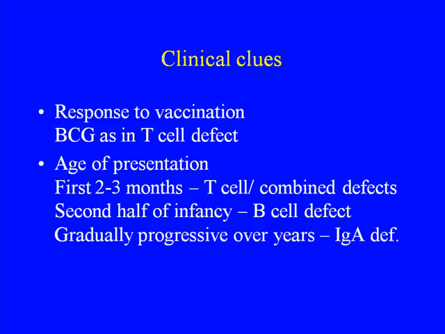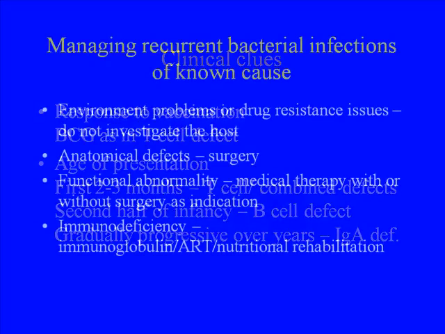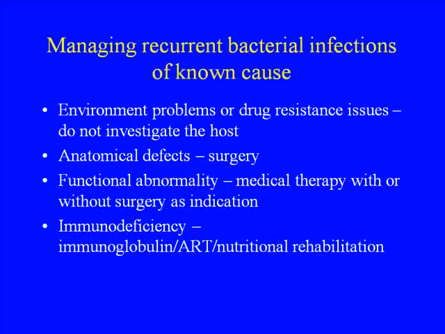By the time you are in the second decade, generally repeated respiratory infections can take a toll, with chronic respiratory failure. The question then is how you manage recurrent bacterial infections in an environment of drug resistance, etc. If you have an anatomical defect, you have a surgical treatment. If you have functional abnormalities, then there is more than just medical treatment.